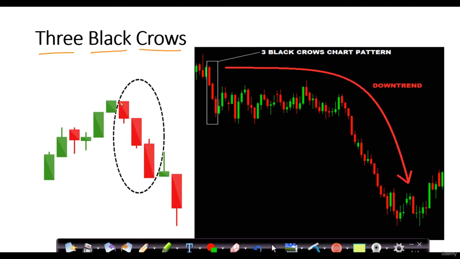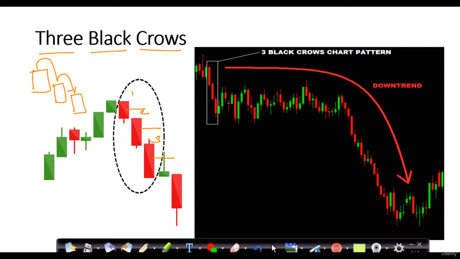Now, if you check the pattern here, you will see that three continuous candles are forming, each below the previous one, one after another. First candle, second candle, and third candle. The same logic applies here. We just need to mark the middle of each and every candle and check that the next candle opens below that one, right?